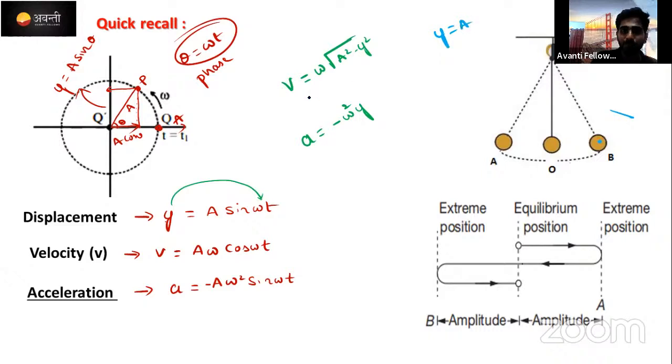If you substitute this value, v becomes omega under root of a square minus a... what is the value here? Sorry, the value of y is a. a square, right? Is it right what I'm saying? Okay, leave it, no problem.